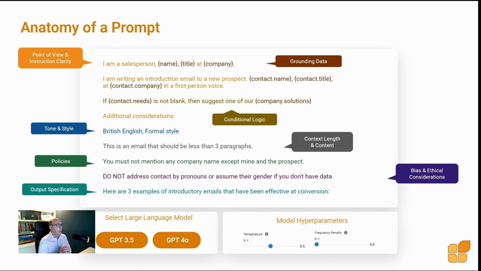Tone and style. British English formal style, you could have informal style, you could have quirky, really give it some character. What you want to do is make that character consistent with your organization. Policies, use of bad language is one example. In this case, you'll see do not mention any company names except mine, so don't include competitor information. Makes sense and is obvious. And then output specification. What do you want the output to look like? And also we'll talk a little bit about large language models in different options and how you might want to use them.